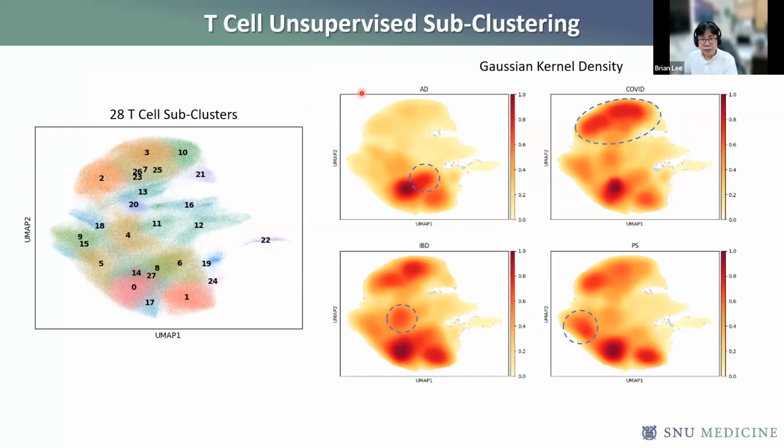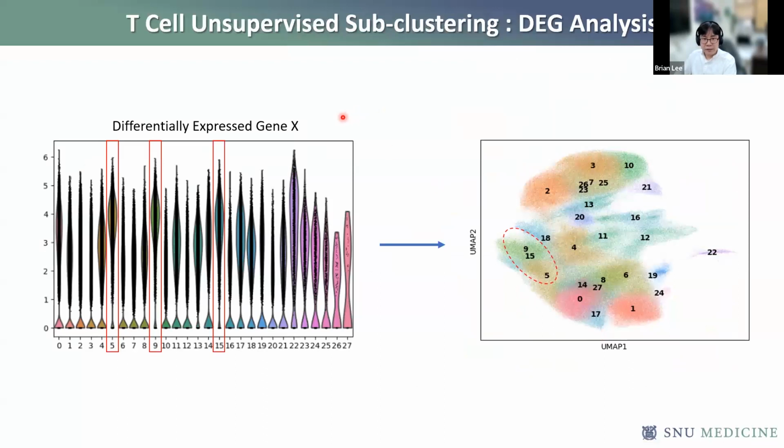And what you can see, interestingly, is that each disease compartment has a specific enrichment of different cell types. This is just a kernel density UMAP, where we can see that COVID has an enrichment in these specific T cell subsets. Atopic dermatitis has an enrichment in these specific T cell subsets. IBD has enrichment here, and then psoriasis has an enrichment of T cell subsets within here. And so we wanted to go a little bit further to characterize these.